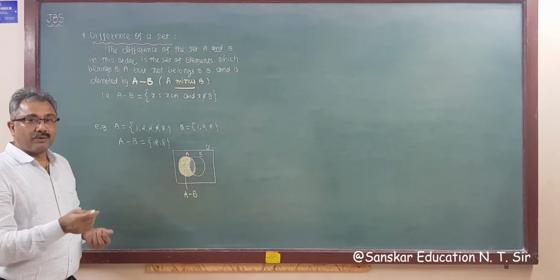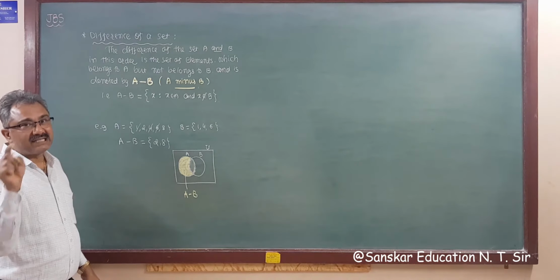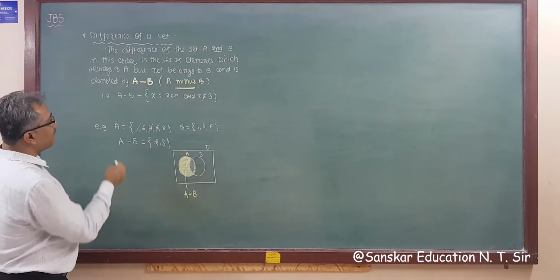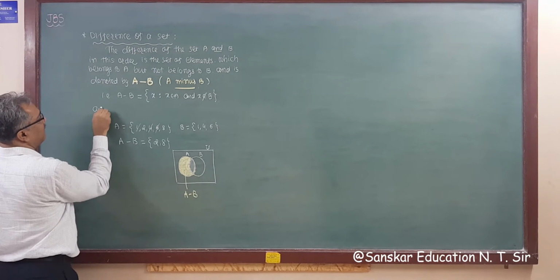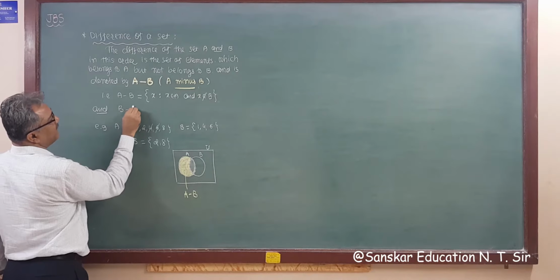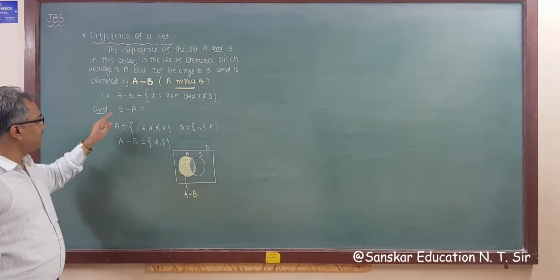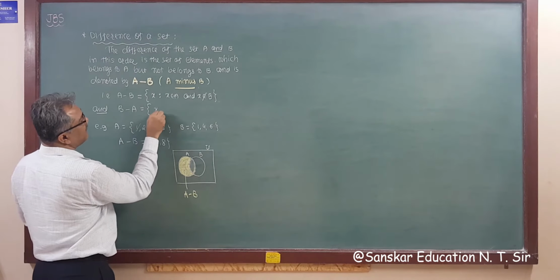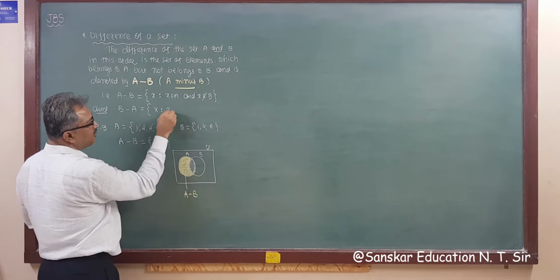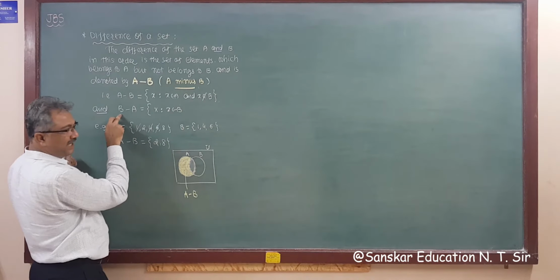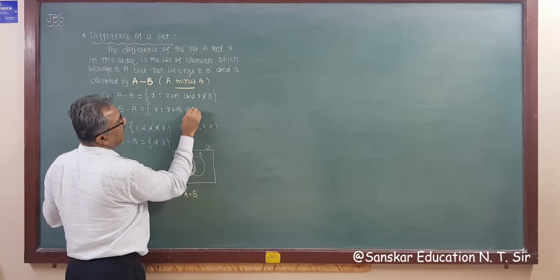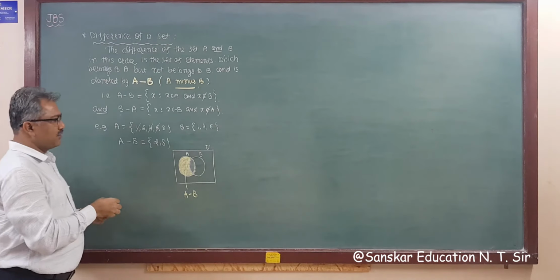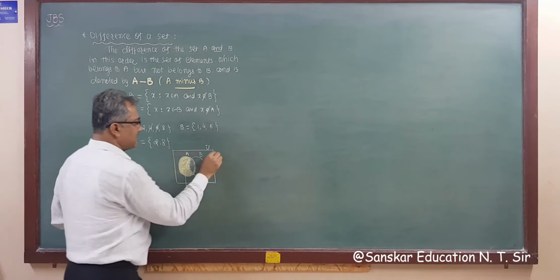So in the difference of sets, order is important. Difference of A and B means A minus B. Suppose B minus A, then B minus A means all the elements which are in B but not in A. That is x, where x belongs to B and x does not belong to A. So the Venn diagram of this set is here.